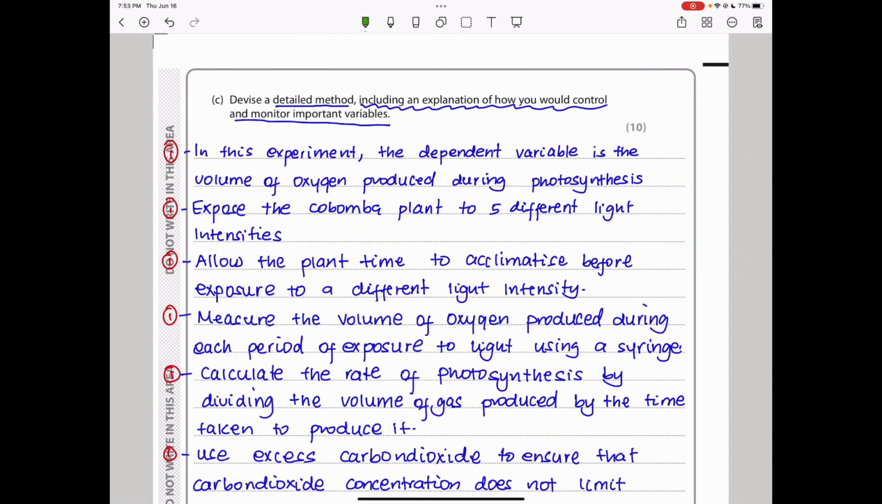So the next part says, devise a detailed method, including an explanation of how you would control and monitor the important variables. A key thing to any detailed method is to always begin by stating the dependent variable. So here the dependent variable is the volume of oxygen produced during photosynthesis within a specific time. So we will begin by carrying out 5 different experiments at 5 different light intensities.